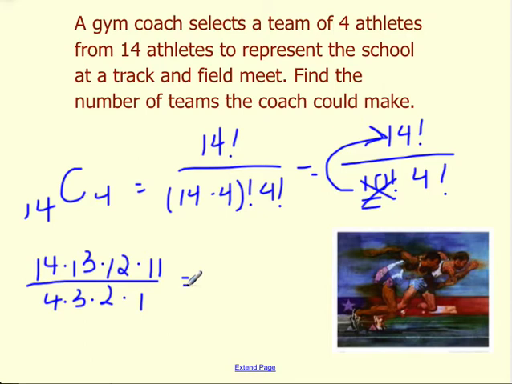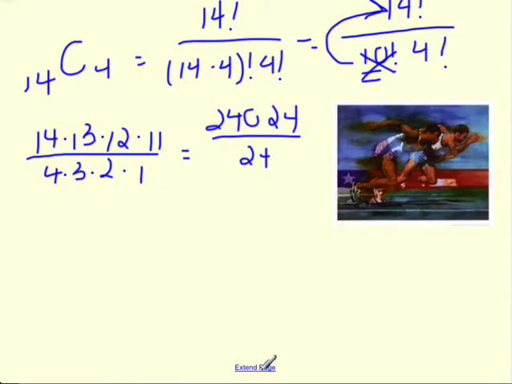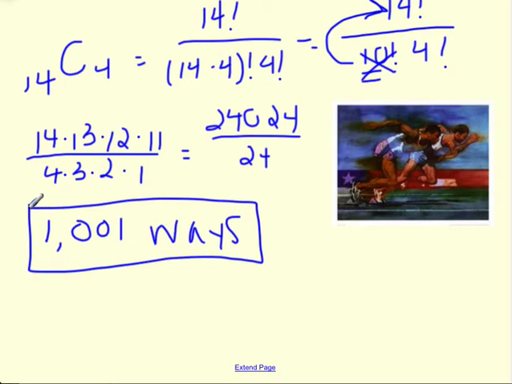Then let's multiply out the top. 14 times 13 times 12 times 11 gives you 24,024. On the bottom, 4 times 3 times 2 times 1 gives you 24. Then you divide those out, and you're left with 1,001 different teams that the coach could make given the number of athletes he has.